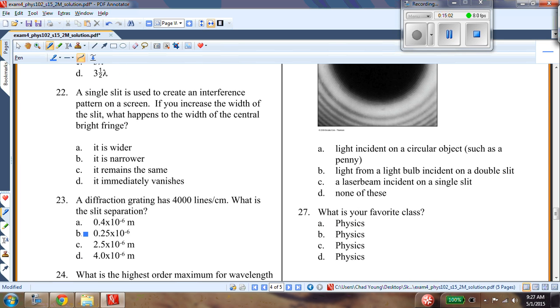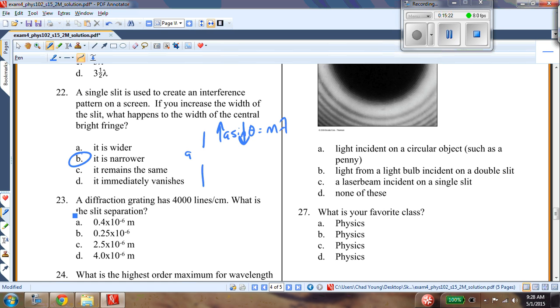Single slit is used to create an interference pattern on a screen. If you increase the width of the slit, what happens to the width of the central bright fringe? We had this question, it gets narrower, but let me just show you. If I increase a, I know that a sine theta equals m lambda. If a goes up, theta has to go down, so it gets narrower.